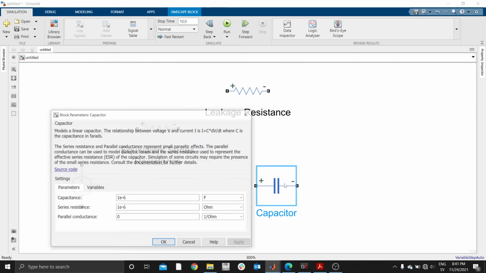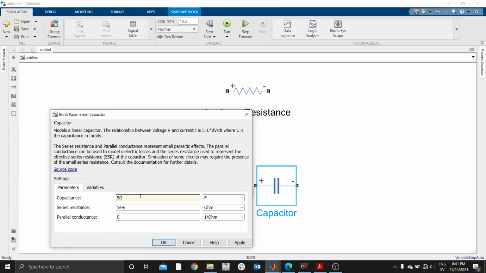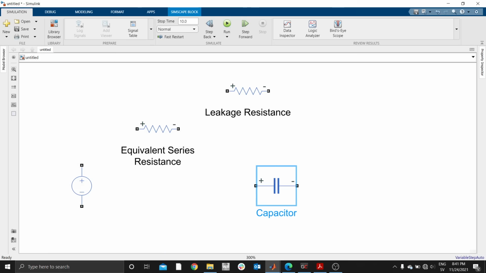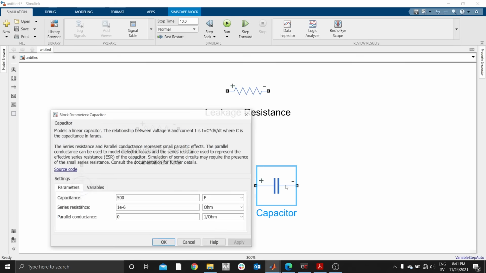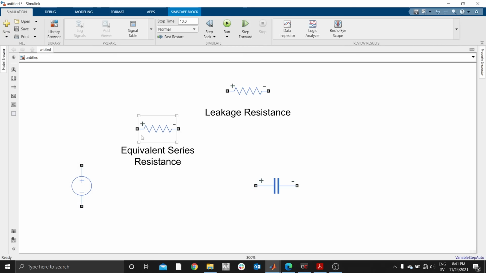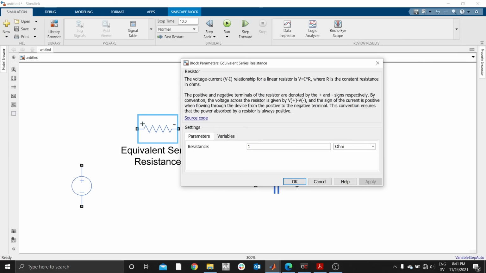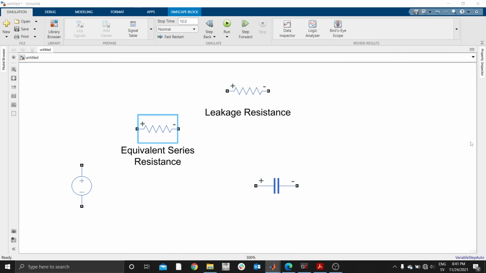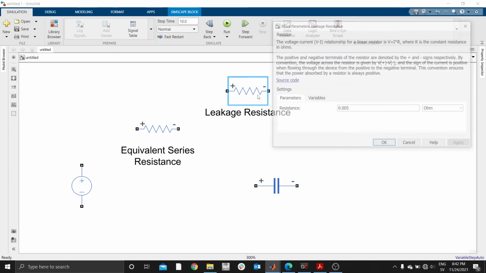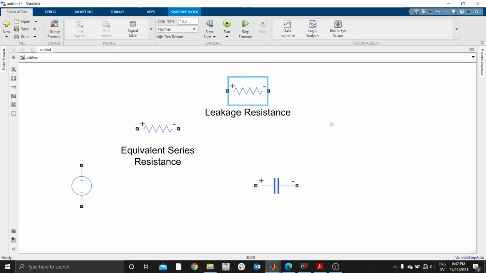Therefore, for the capacitor, we're going to give it 500 farads to demonstrate the charge. In fact, let me use 5,000. That's the charge already stored. Then for this one I'm going to use 0.005. The common one is a 0.01 ohm resistor. You can do more research on why I'm using 0.005, but for now it is just a demonstration.